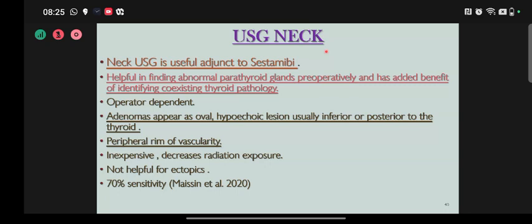And the ultrasound neck technique is inexpensive and has decreased radiation exposure as compared to CT and the PET CT technique. It's not very helpful for ectopics, and there is a sensitivity of 70 to 80%.